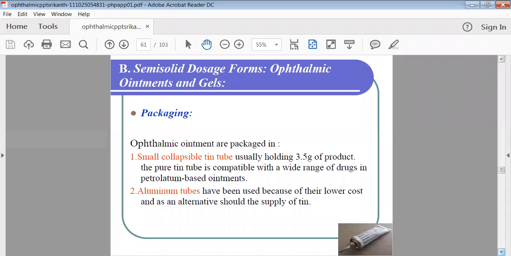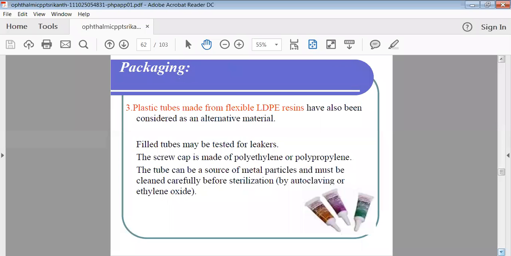Another disadvantage of aluminum tubes is that they are costly compared to plastics. And another thing is that sometimes aluminum tubes may release their own material into the ointment, so it may cause irritation to the eye. That's why nowadays small collapsible tubes made of plastic are preferred for the filling of ointments.